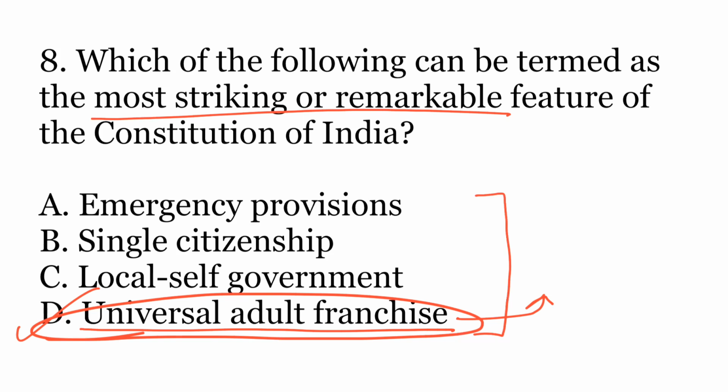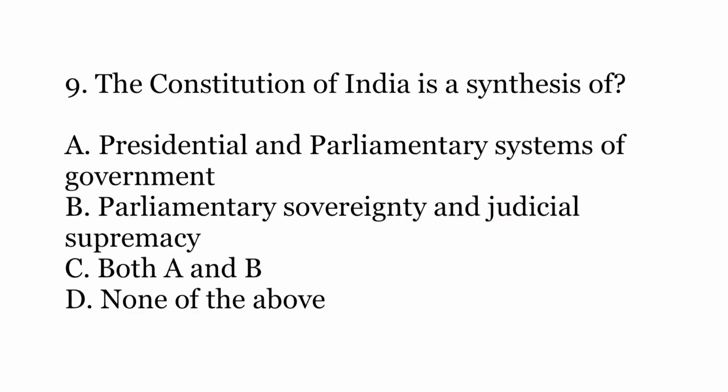Universal adult franchise means the right of every adult, that is above the age of 18 years, to vote. So this is the right of every adult citizen of India to vote, irrespective of caste, creed, religion, race, sex, or place of birth. That is why it is the most remarkable feature.